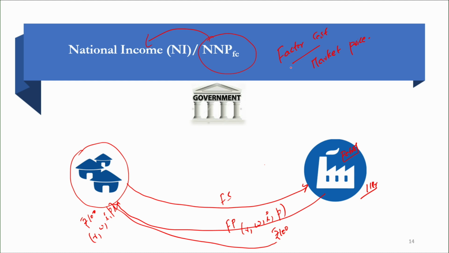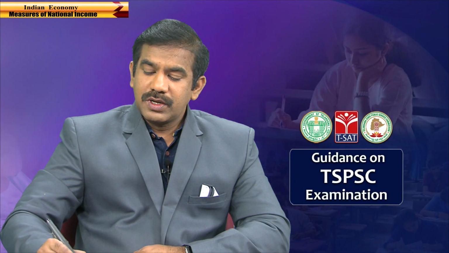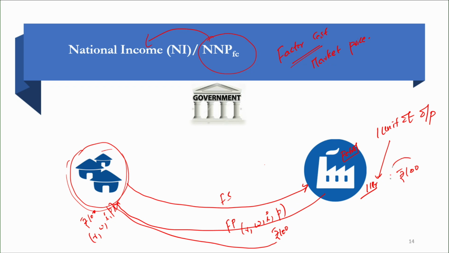Now let's define what a factor cost is. Factor cost refers to the money spent upon the factors of production in producing one unit of output. What's one unit of output? 1 liter of petrol. In the process of producing 1 liter of petrol, the total money you spent upon all the factors of production, which includes land, labor, capital and also the entrepreneur, is rupees 100. So this money spent upon factors of production in producing one unit of output is what we call factor cost. This is the factor cost of petrol.